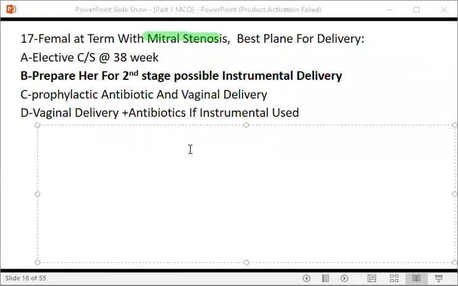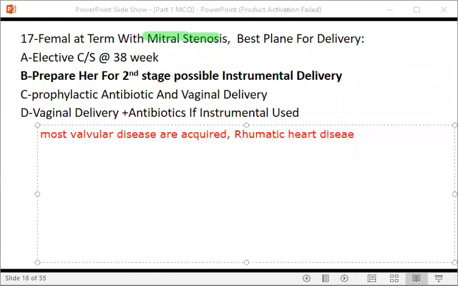Okay. Must valvular disease are acquired. This is the first MCQ. Acquired by what? By rheumatic heart disease. And this will cause mitral stenosis.